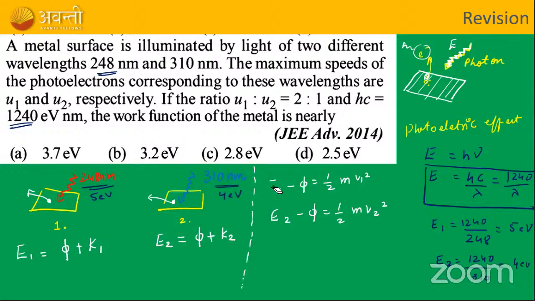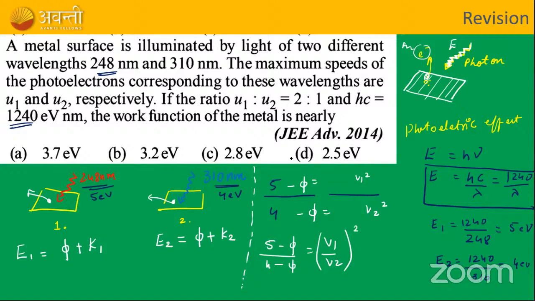Now I'll put this E1 as 5 and this E2 as 4. Now I'm going to divide this equation by this equation, because any mathematical manipulation is completely fine in physics. When I divide equation 1 by equation 2, half and half get cancelled, mass and mass get cancelled. So I can rewrite the whole equation in a simple way as (5 minus phi) divided by (4 minus phi) is equal to (V1 by V2) whole square.